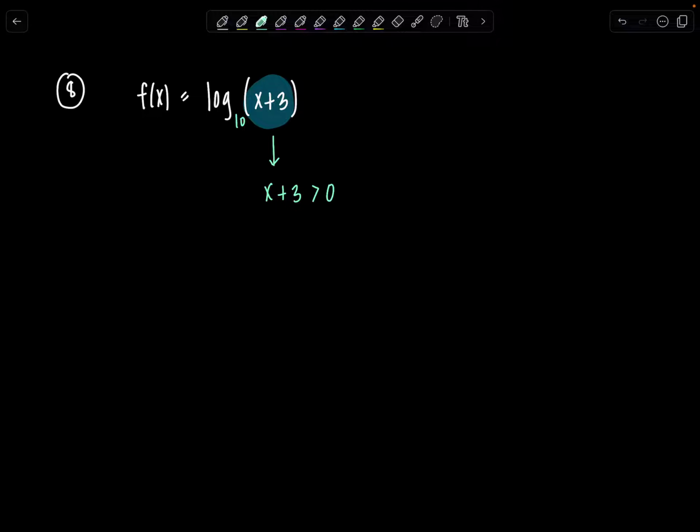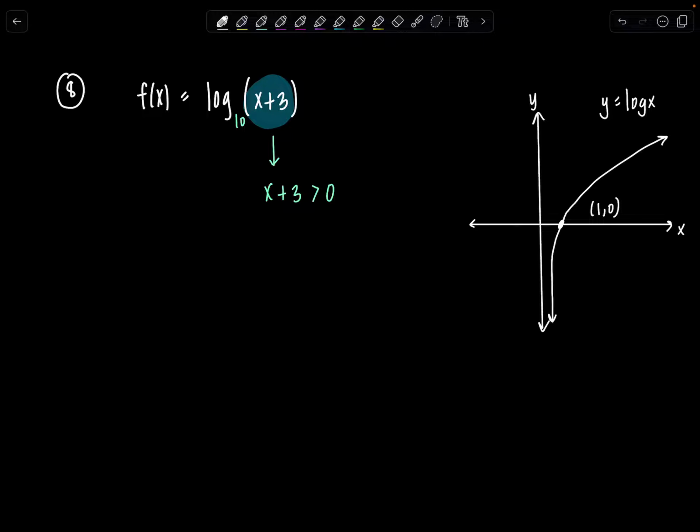So not equal to. Why is that? If you'll remember your parent function, y equals log base 10 of x, y equals log x. It goes through 1 comma 0. Vertical asymptote is the y-axis, and it goes up, up, up like this. So the original domain is that x has to be strictly greater than 0, not even equal to. That's why we said it's strictly greater than 0.